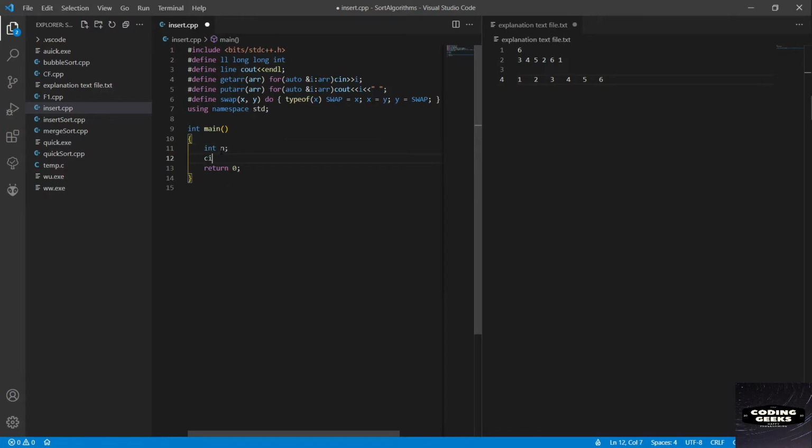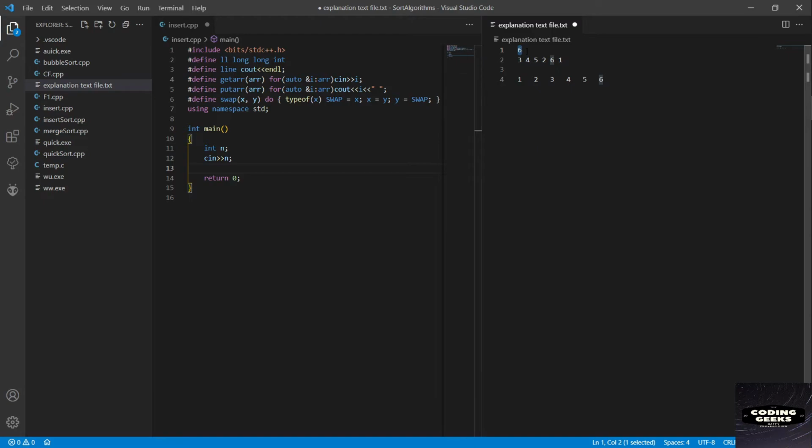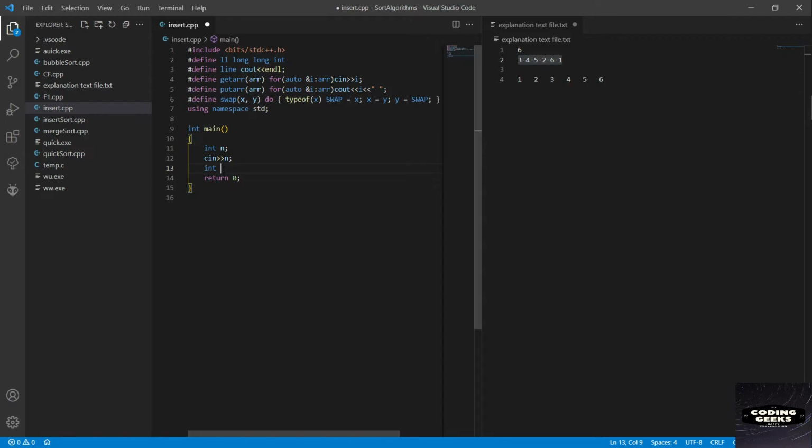I'm declaring int n so that I could take in the length of the array that is going to be inputted. So this is the n in this case, and this is going to be the array. Okay, so get arr, and by doing this, I'm essentially taking in the array which is provided to us. I have defined a macro for that up here on line number 4.